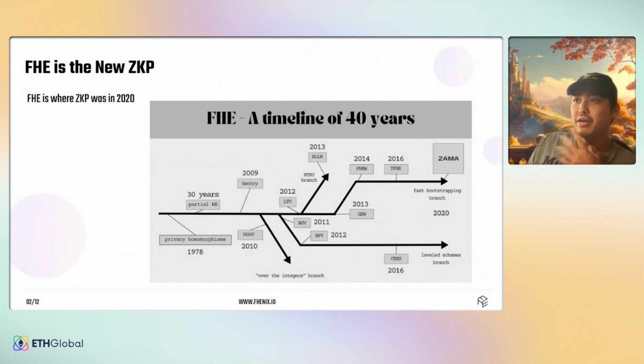Here's a timeline of the last 40 years. Privacy homomorphisms have existed for decades. However, in 2009, Craig Gentry changed the game with the introduction of something called bootstrapping, which is a way to handle the noise, because FHE uses noisy encryption. Basically, bootstrapping allows you to reset it. I'm not going to go too much into the details here, but if you have any specific questions, please reach out.